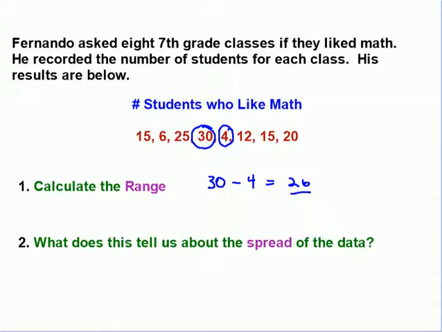So what does this tell us about the spread of the data? So we know there are values between 4 and 30. One thing it tells us about the spread of the data is that there's a large amount of difference from one class to another about the number of kids who like math. 4 kids in one class like math, 30 kids in another class like math. So there's a lot of distance between these two, and it's going to tell you there's a broad spread to the data.